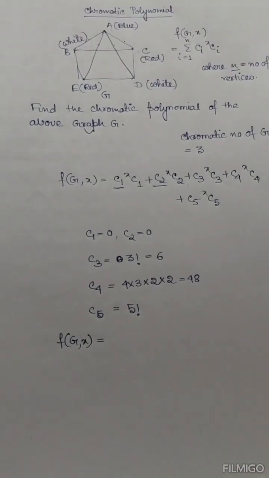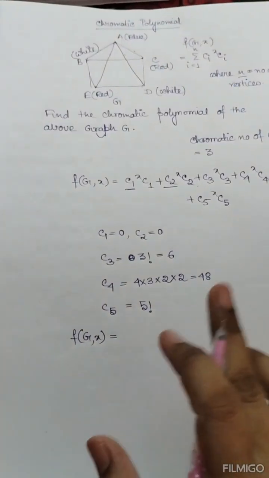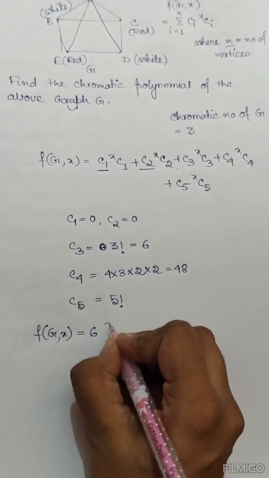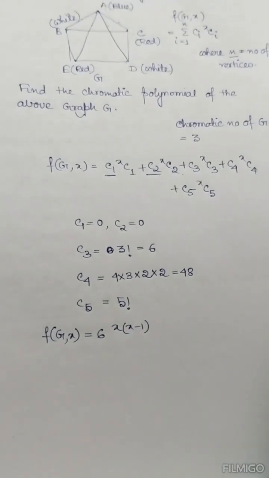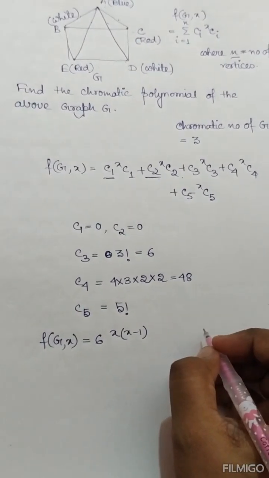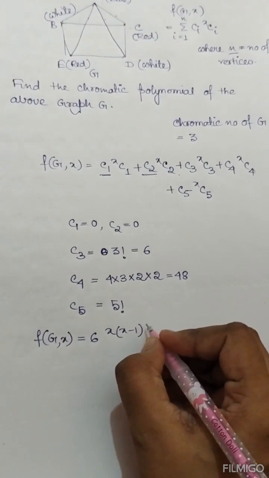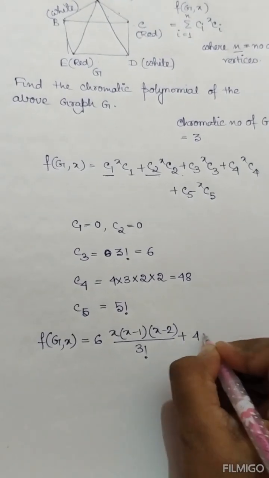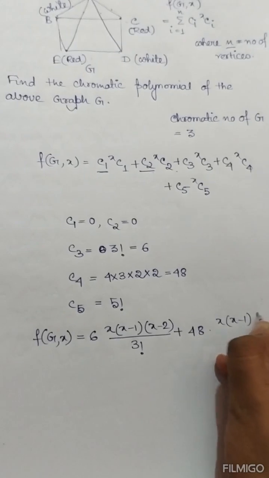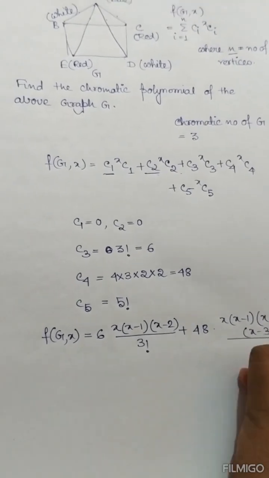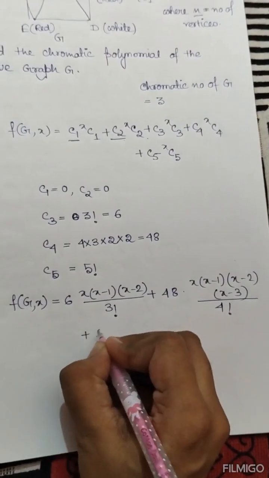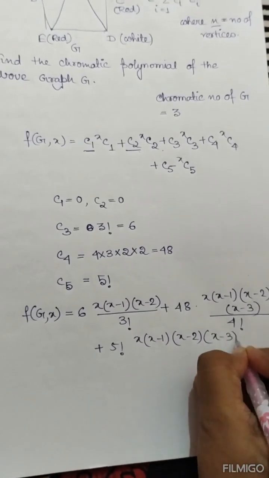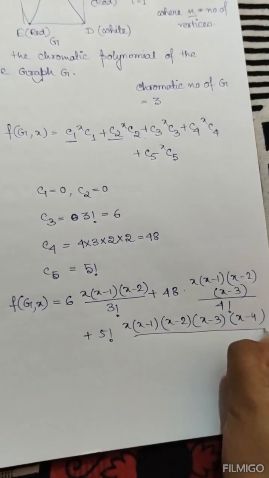So what will be the polynomial? C1 is 0, C2 is 0. Put the C3 value, right? 6 into x into x minus 1 into x minus 2 divided by 3 factorial, plus 48 into x into x minus 1 into x minus 2 into x minus 3 divided by 4 factorial, plus 5 factorial into x into x minus 1 into x minus 2 into x minus 3 into x minus 4 divided by 5 factorial.